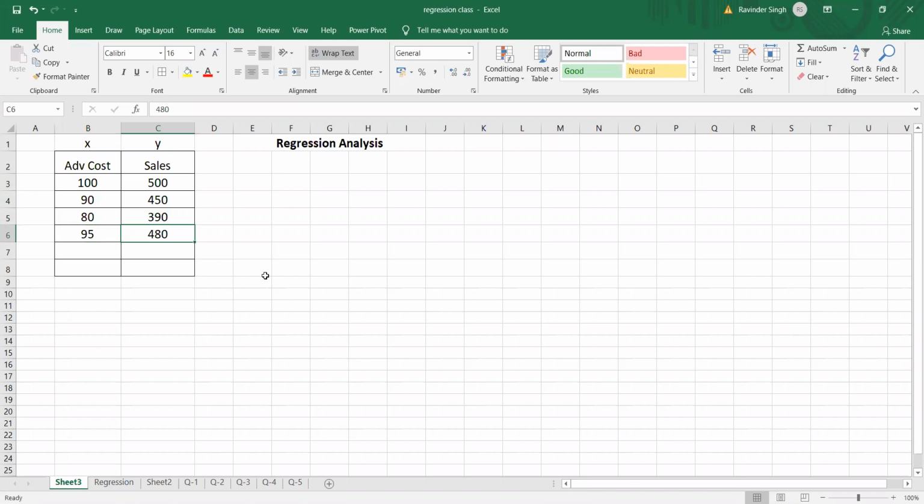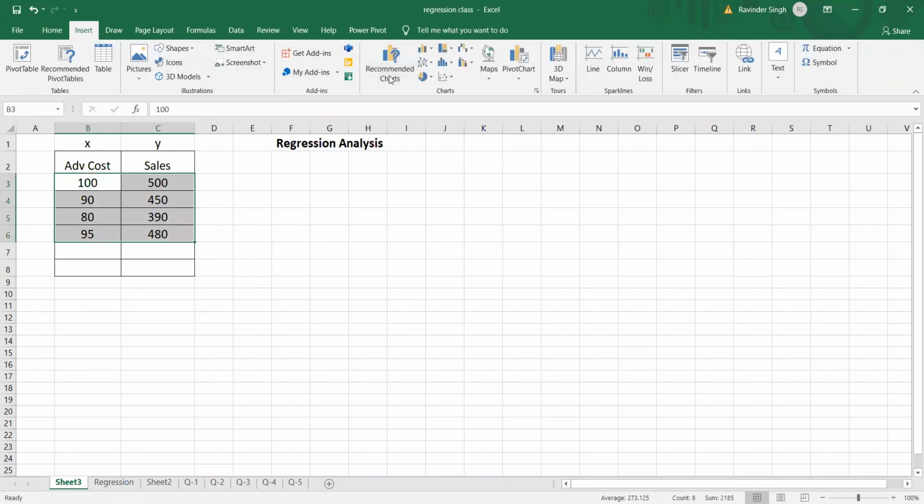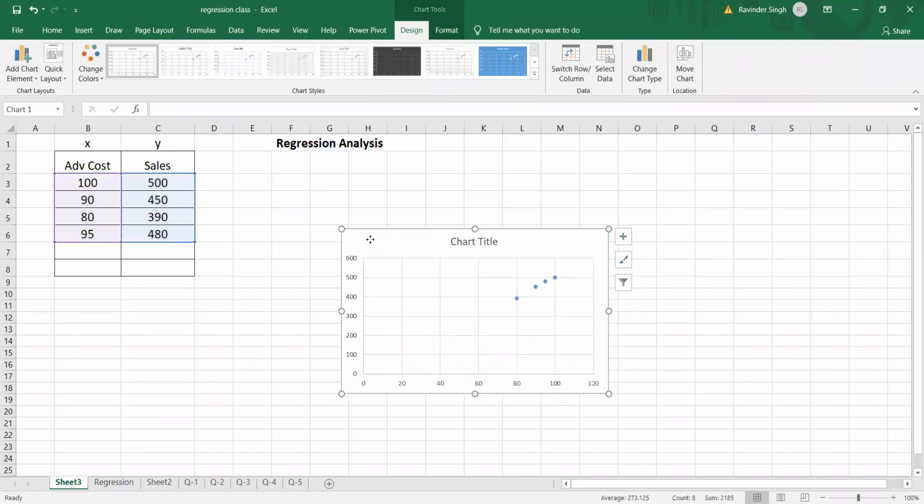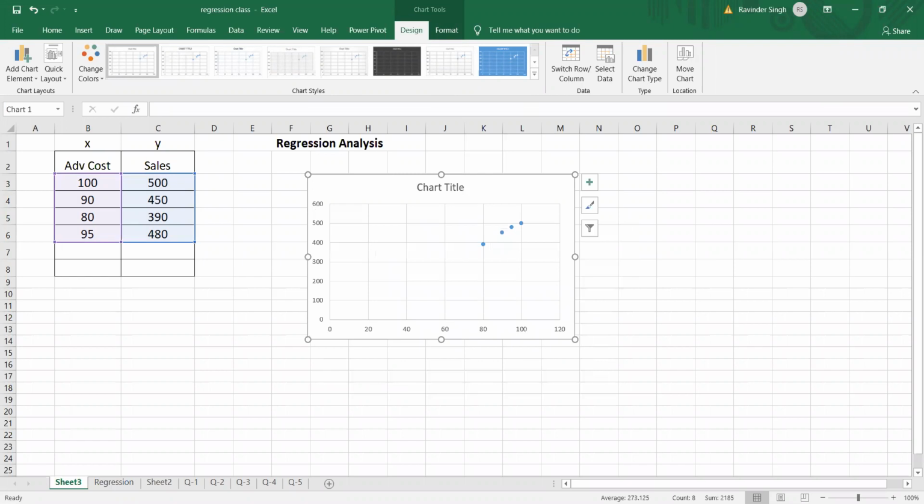Now, in previous classes we have seen that we find the correlation, whether advertisement cost and sales have some kind of correlation or not. For that we plotted a scatter diagram, and then found the correlation coefficient values. So in this case also, we will initially plot it. If you can see, I have plotted the scatter diagram. It looks very much like a linear path, with a positive and very high correlation between advertisement cost and sales.